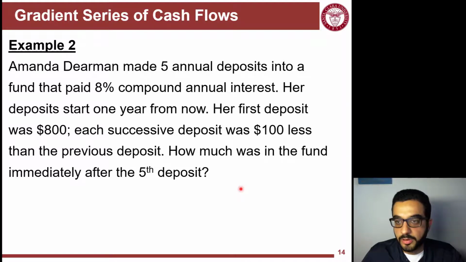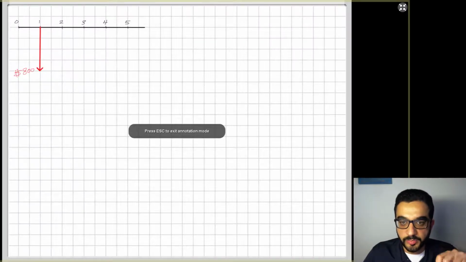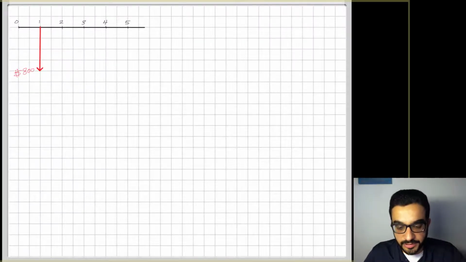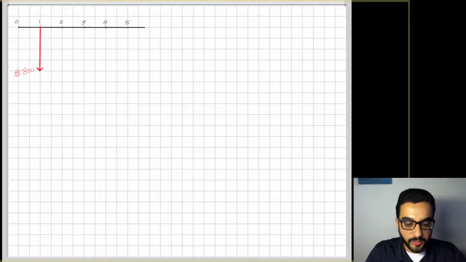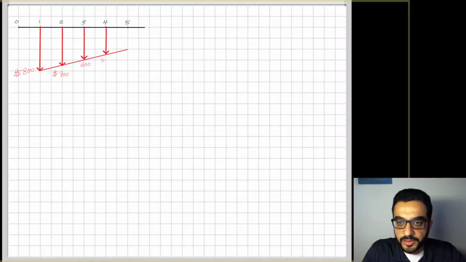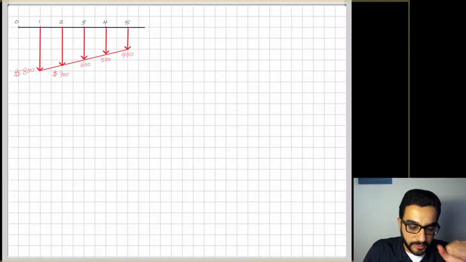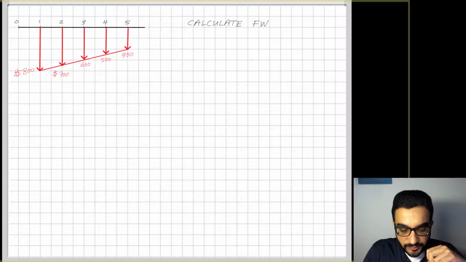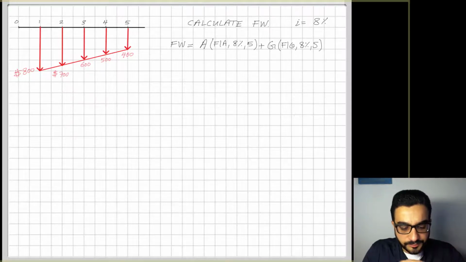So if I show here the cash flow, remember, it started with depositing 800, and then the amount she deposits started to decrease by $100. So the next year 700, and you keep going down like that, decreasing. And the objective here is to calculate the future worth.